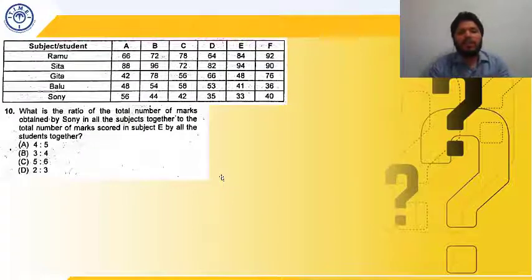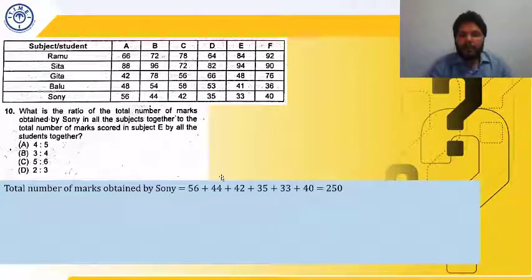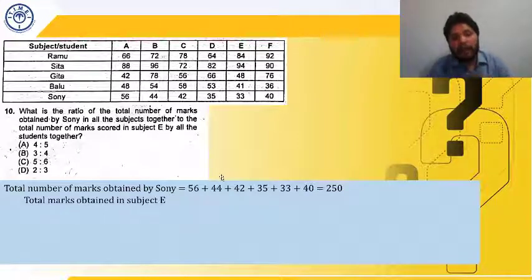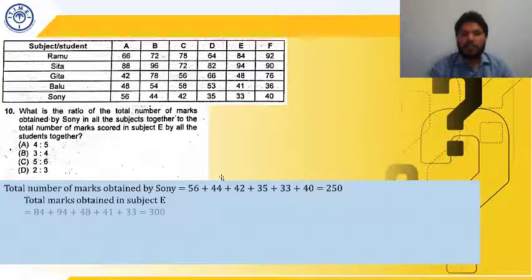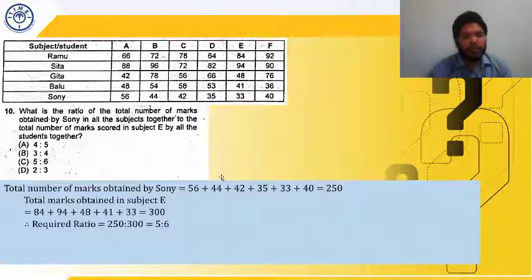So what is the total number of marks obtained by Sony in all the subjects together? It is going to be 56, 44, 42, 35, 33, 40 summed, which comes out to be 250. And what is the total marks scored in subject E by all the students together? It is the second last column, which is 84 plus 94 plus 48 plus 41 plus 33, which turns out to be 300. We just want their ratio. What is their ratio? 250 to 300 is going to be 5:6.